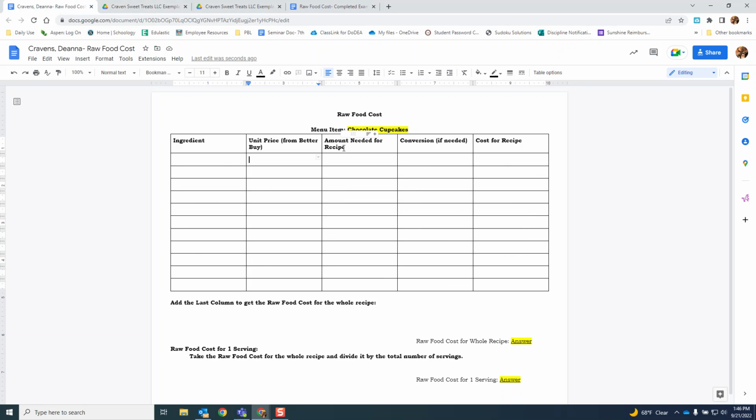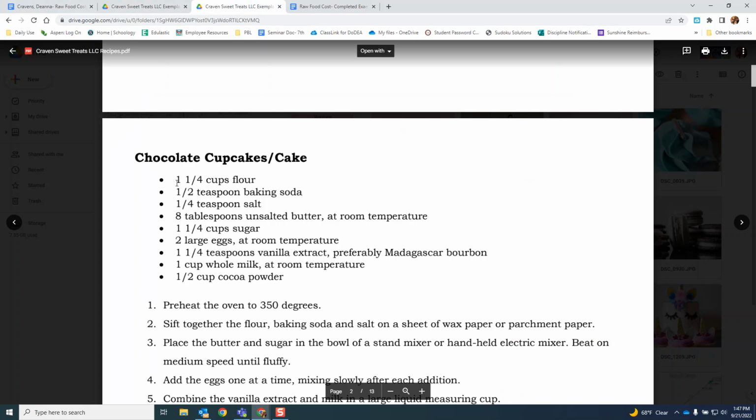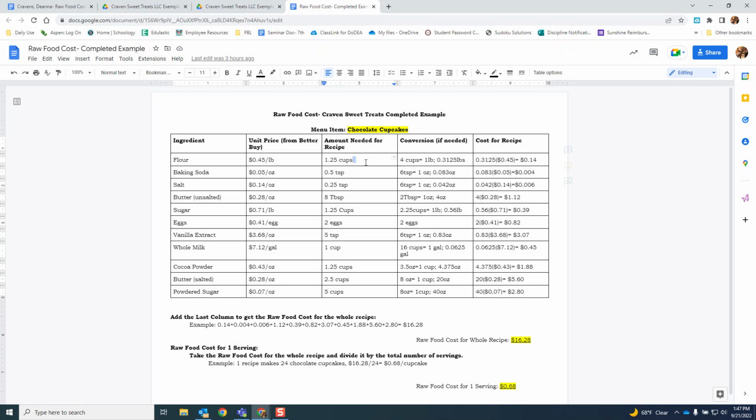Next is the amount needed for each recipe. So you need to go back to your recipe card. For instance, I needed 1 1/4 cups of flour. On my completed one, instead of doing fractions, I chose to do decimals. So I changed 1/4 to 0.25. I needed 1.25 cups of flour. Then you need to fill that in for how much you need for your particular recipe.